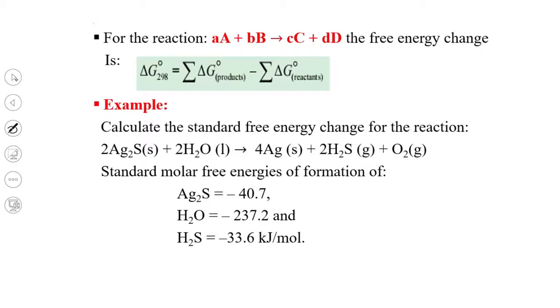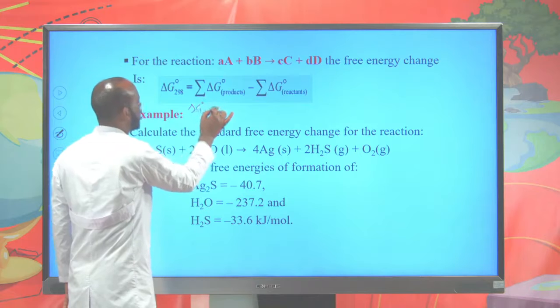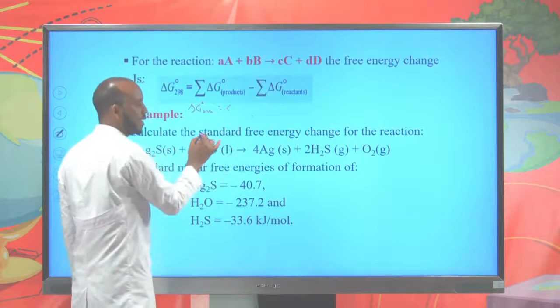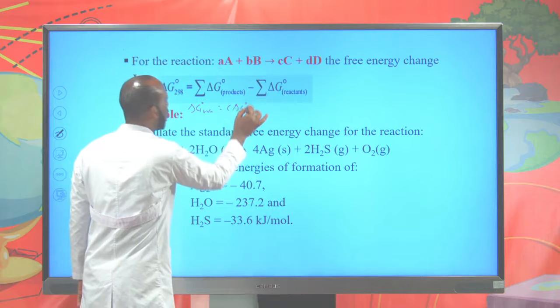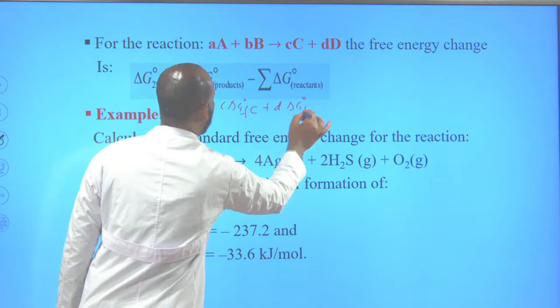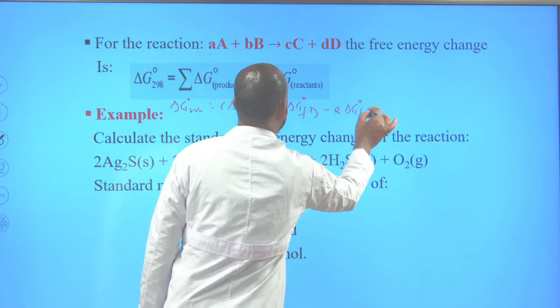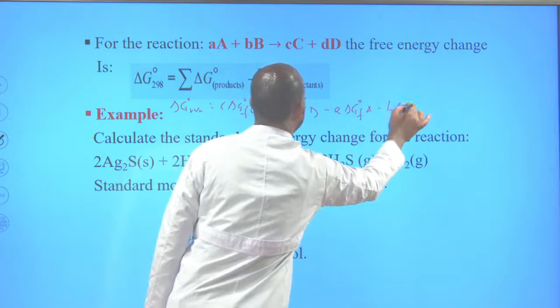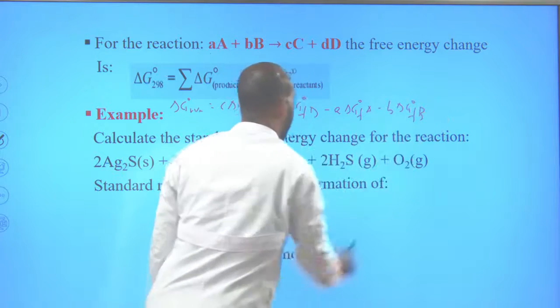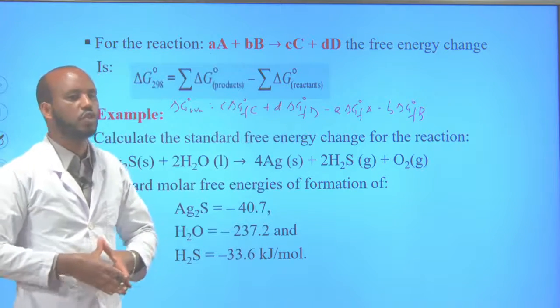For the reaction aA plus bB to form cC plus dD, the standard Gibbs free energy change for this reaction, delta G naught of the reaction, equals c times delta G naught formation of C plus d times delta G naught formation of D minus a times delta G naught formation of A minus b times delta G naught formation of B. Note that the standard Gibbs free energy change for an element is 0.